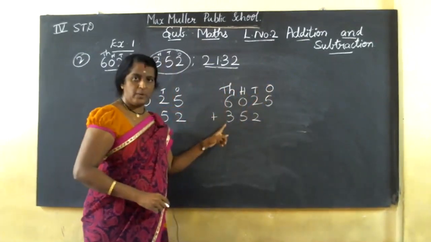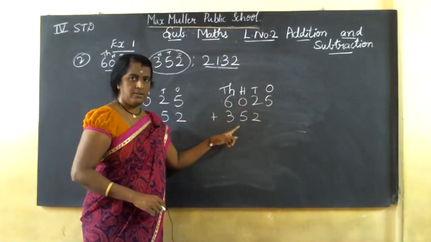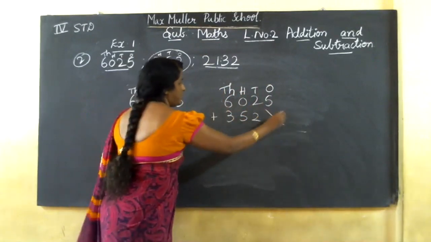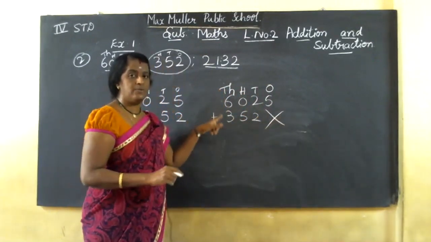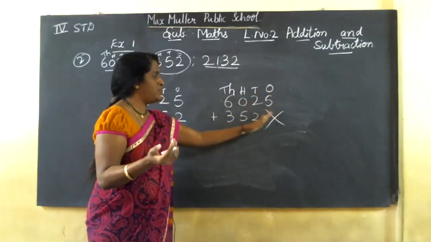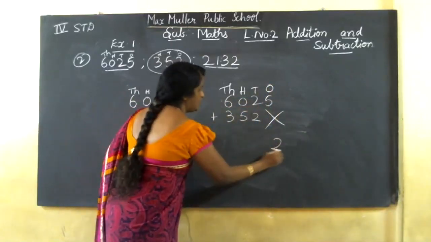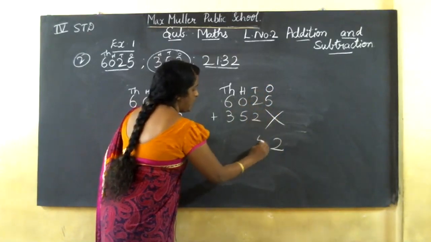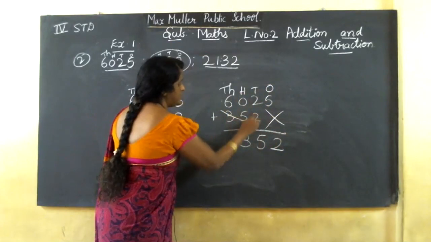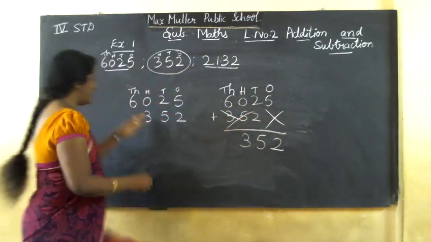You will start from thousands place. This is 3,502. No, this is wrong. You should not start from thousands place. You should start from the right side. Ones place 2. See here, ones place 2. Tens place 5. Hundreds place 3. This is correct. This is wrong. Okay. So, like this only I have written.